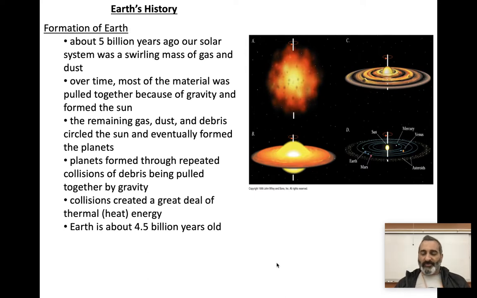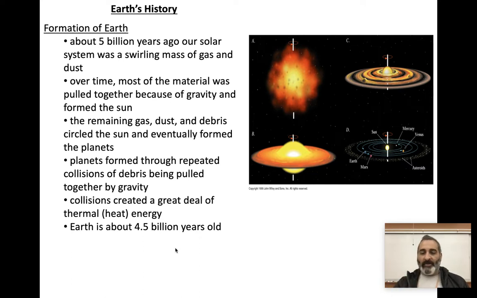Let's talk about Earth's history. So, Earth, it's pretty old. It's a little over 4.5 billion years old. How did we date it? How did we age it? I'll explain that to you in a slide or two. I'll let you know how we came up with that 4.5 billion number.